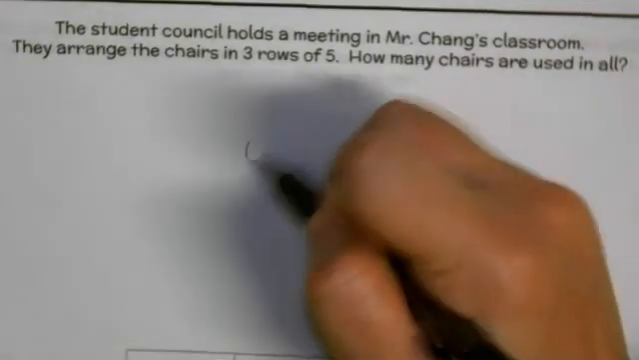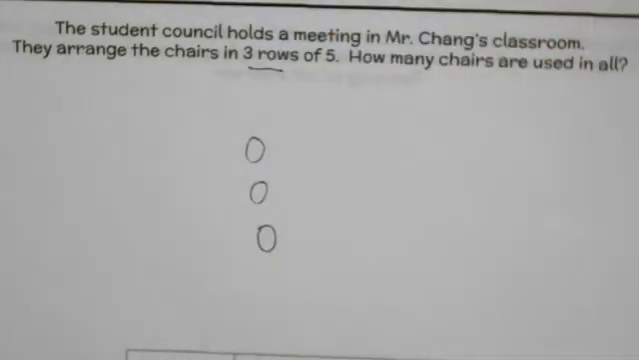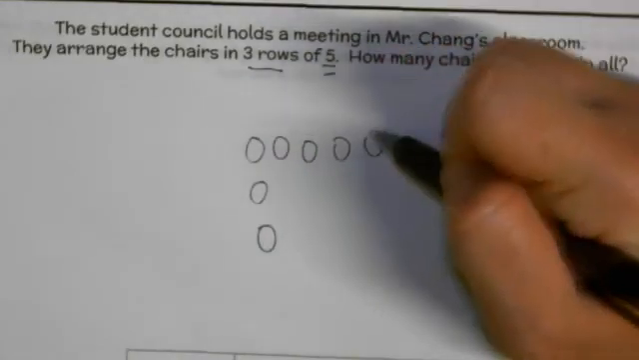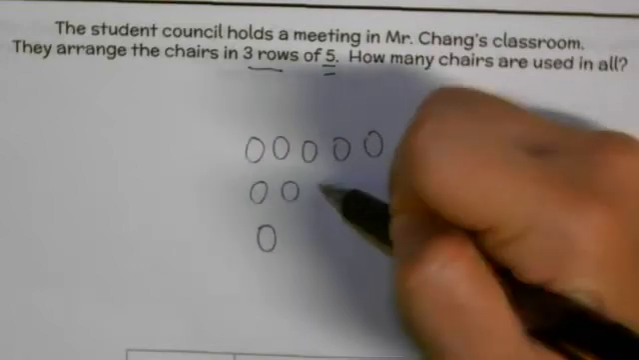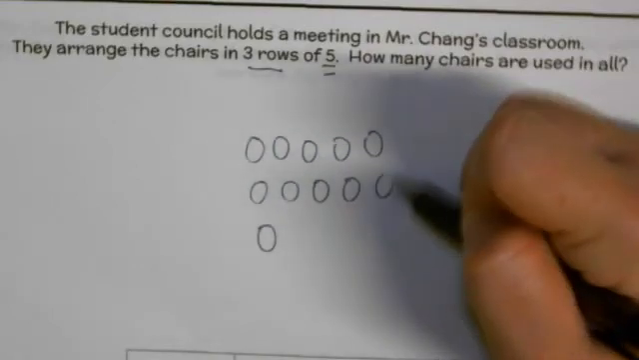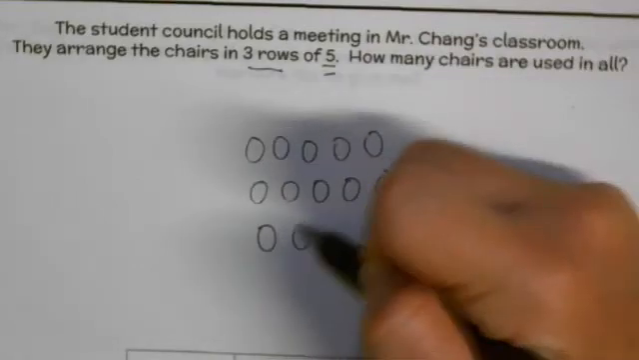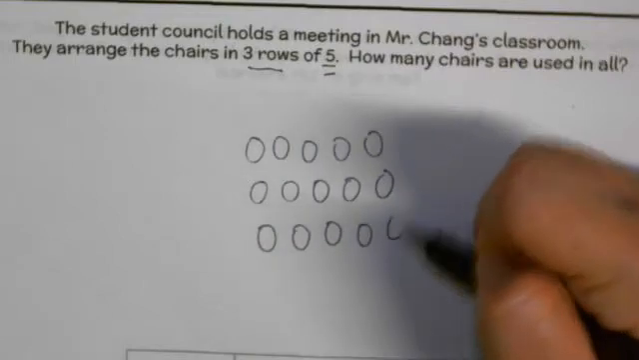It has 3 rows, 1, 2, 3, and it has 5 in each row. 1, 2, 3, 4, 5. 1, 2, 3, 4, 5. 1, 2, 3, 4, 5.